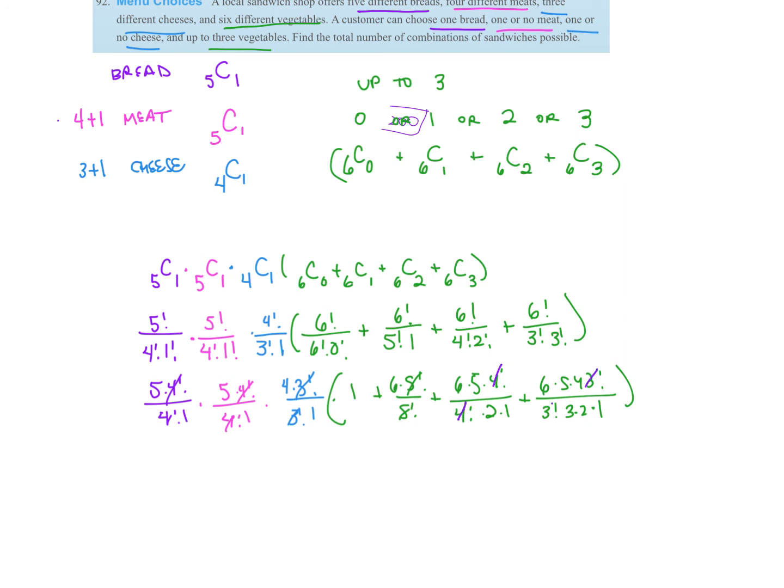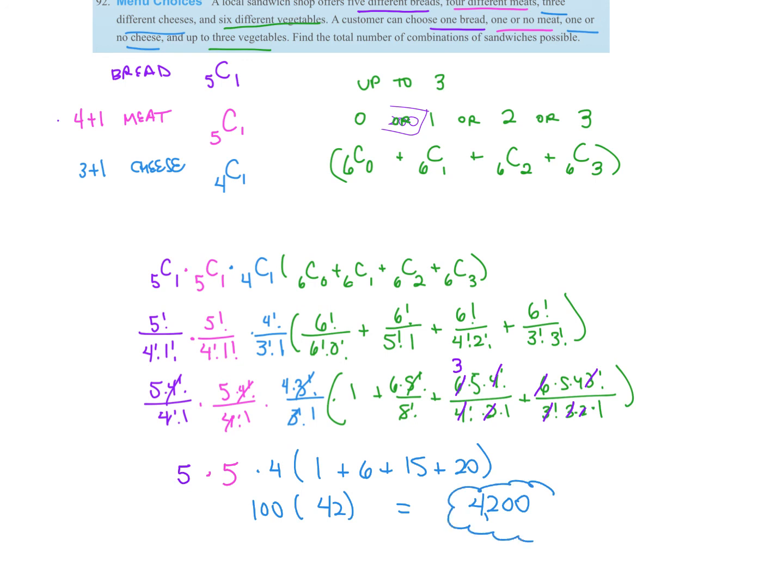So 3 times 2 is 6. 2 goes into 6 3 times. So we're looking at 5 times 5 times 4 times 1 plus 6 plus 3 times 5 is 15 plus 5 times 4 is 20. So this is 100 times 42. So there are 4,200 possible combinations of sandwiches possible.